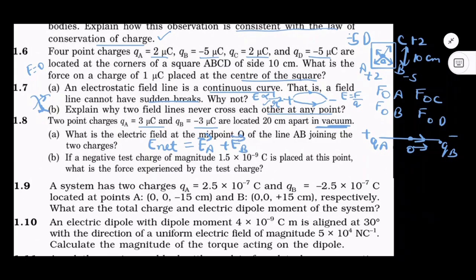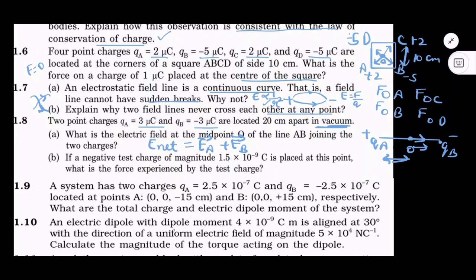First of all you can calculate its magnitude, which will be kq by r square, and now r will be this much of the distance. The total distance was 20, but we will take here 10 centimeter, and of course you have to convert its unit to meters. You have to write everything in SI units, right? Then you can add both and you can get the answer.